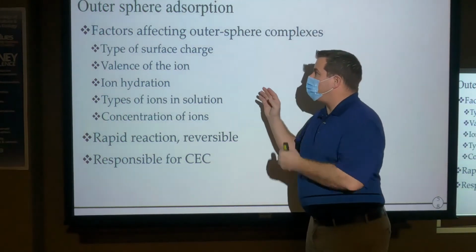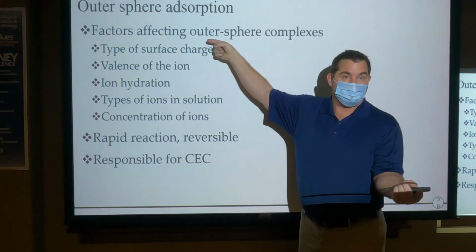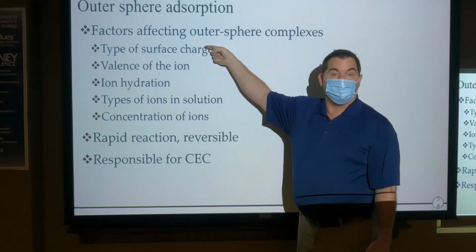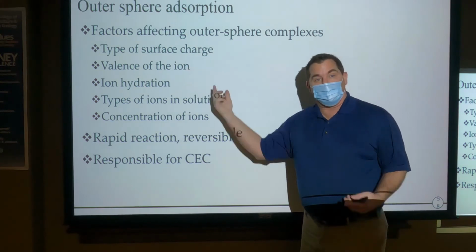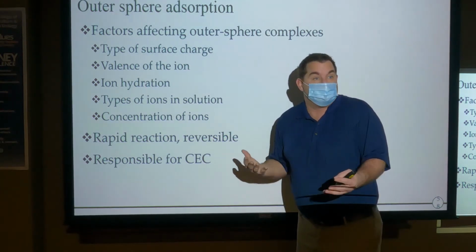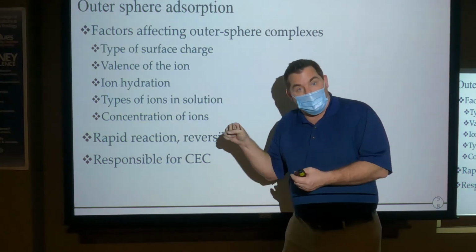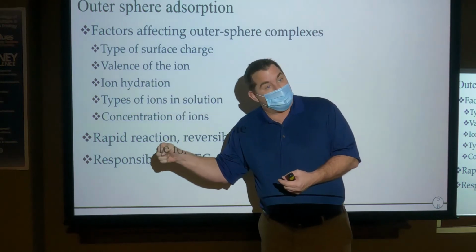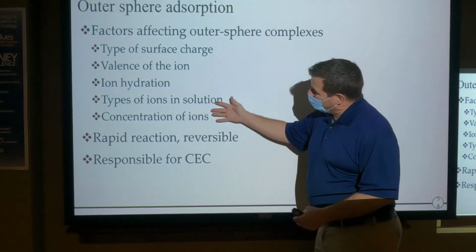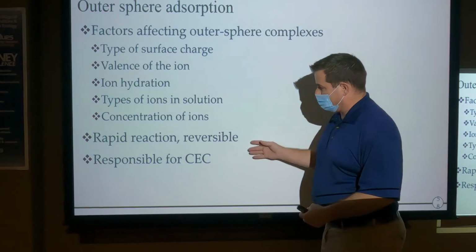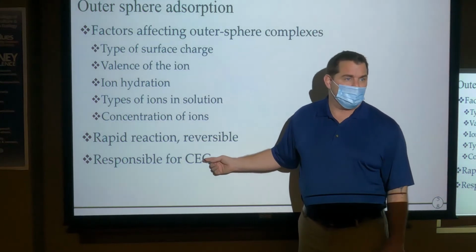A few things that are going to affect this adsorption is the type of surface charge, which is going to possibly be directly related to pH. Also some isomorphic substitution depending on which ion is in the middle. The valence of the ion, whether it's calcium 2+ or whether it's K+. So calcium being 2+, having a greater valence charge, is going to be adsorbed to that particle greater than K+, it only has a +1. And then the types and the concentration are going to have an effect too. It's reversible, and this is what we primarily consider our CEC.